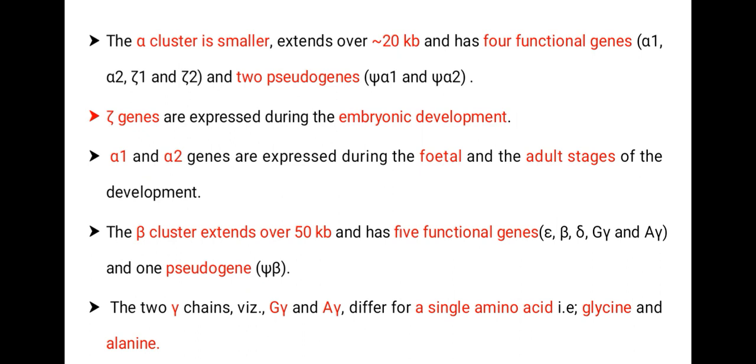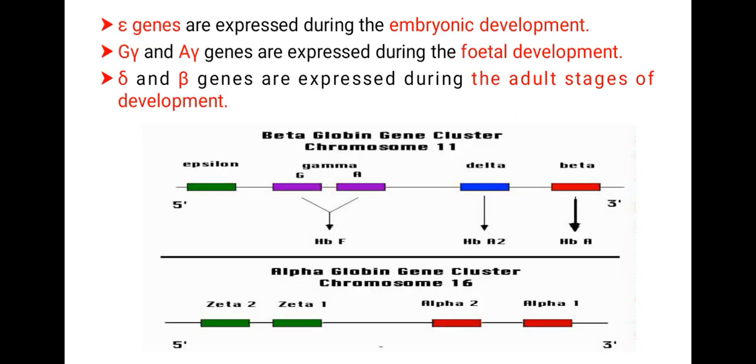And the beta cluster extends over 50 kb and has 5 functional genes: epsilon, beta, delta, G gamma, and A gamma, and 1 pseudogene, psi beta. The two gamma chains, G gamma and A gamma, differ by a single amino acid, glycine and alanine. Epsilon genes are expressed during the embryonic development. G gamma and A gamma genes are expressed during the fetal development. Delta and beta genes are expressed during the adult stages of development.